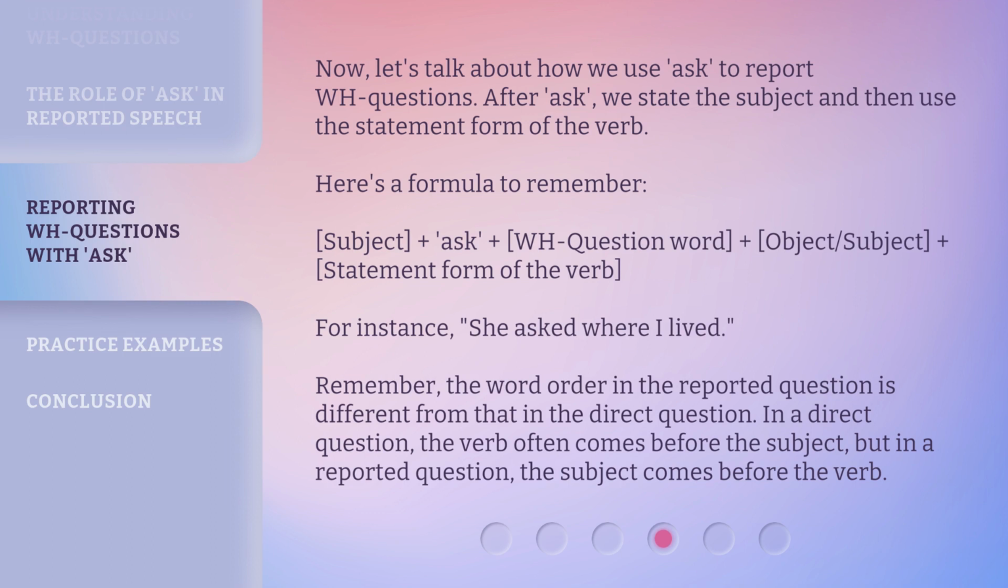Now, let's talk about how we use ask to report WH questions. After ask, we state the subject and then use the statement form of the verb. Here's a formula to remember: subject plus ask plus WH question word plus object, subject plus statement form of the verb. For instance, she asked where I lived. Remember, the word order in the reported question is different from that in the direct question. In a direct question, the verb often comes before the subject, but in a reported question, the subject comes before the verb.